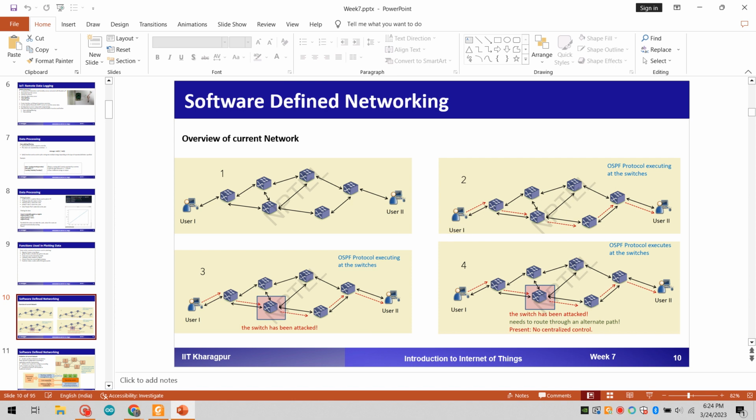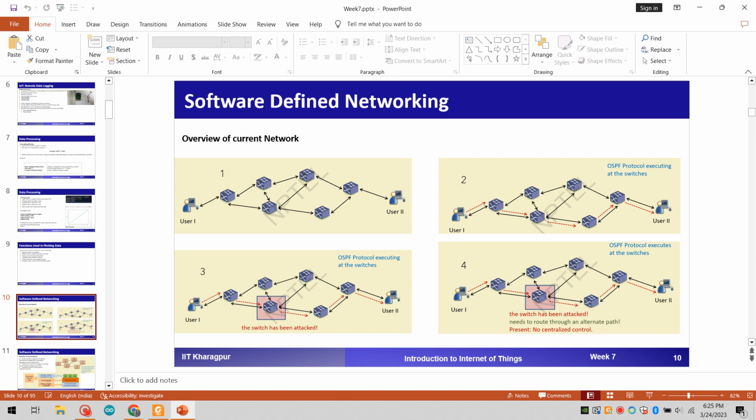So depending upon the algorithm which you have used, the path will be decided. For example, if you are using Dijkstra algorithm, then the shortest path between your user 1 and user 2 will be selected. So for example, in this case, OSPF protocol is used. So the path which is selected is this, which is shown with the help of red color.